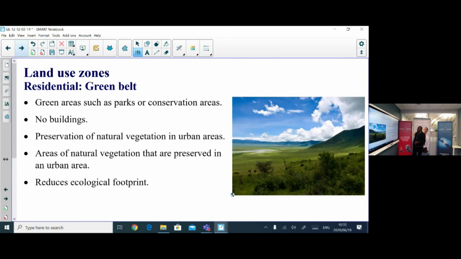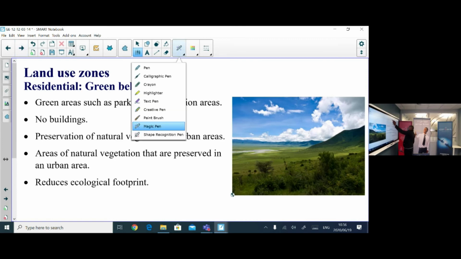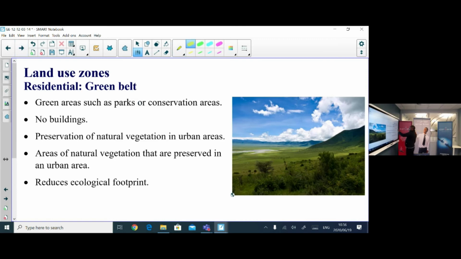Let's look at the green belts. These are green areas such as parks or conservation areas. There are no buildings. That's very important. It is the preservation of natural vegetation in urban areas, areas of natural vegetation that are preserved in the urban area. It reduces ecological footprint. When we talk of ecological footprint, we're talking of how it reduces the impact of humans on the environment.